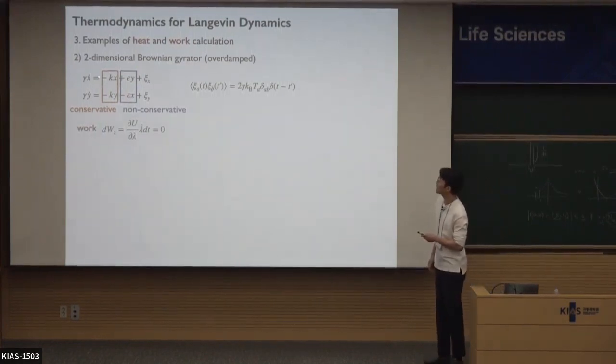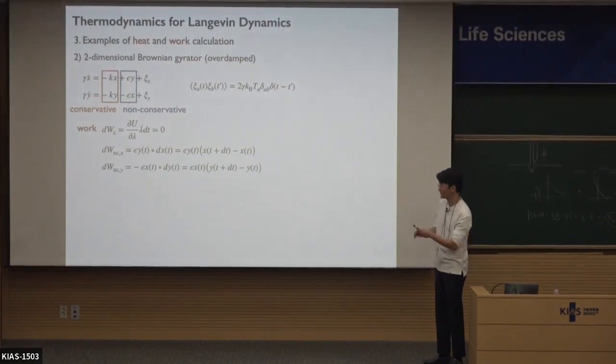In this case, because there is no time-dependent protocol in this conservative force, the Jarzynski work becomes zero. But the non-conservative work does not vanish. Because there are two directions, x direction and y direction, we have to calculate separately. For the x direction, the non-conservative work can, by definition, be written in this way: this is the non-conservative force times dx, a Stratonovich product. And for the y direction, it is the non-conservative force times dy, Stratonovich.